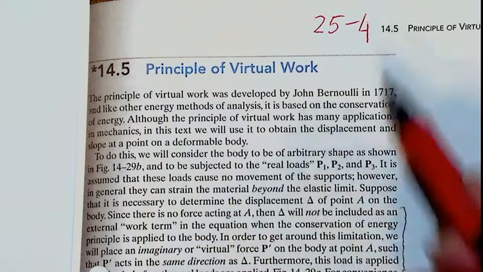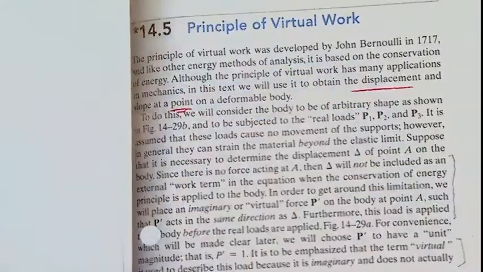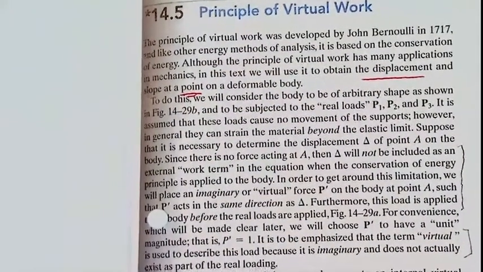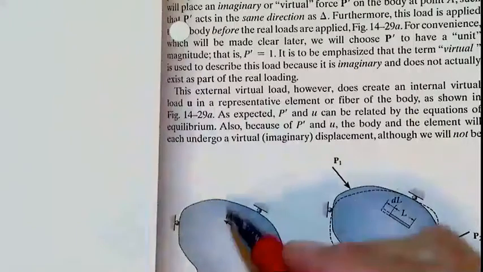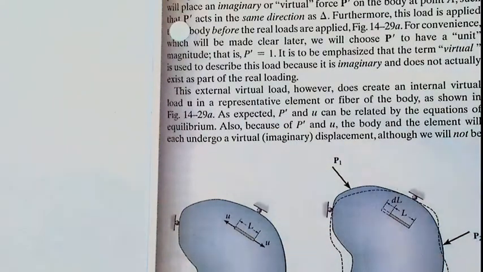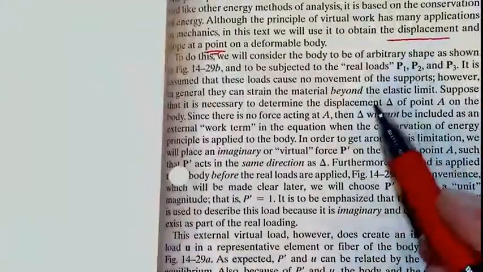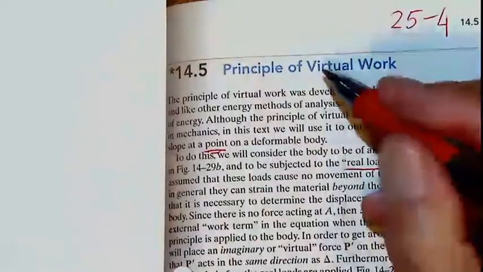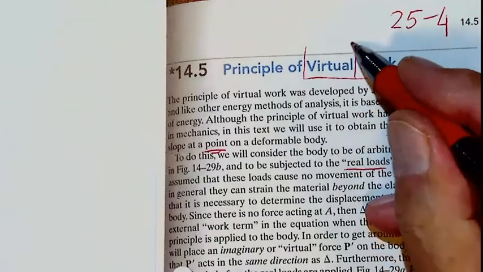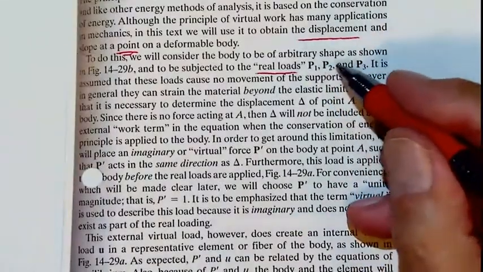Although the principle of virtual work has many applications in mechanics, in this text we will use it to obtain the displacement and the slope on a deformable body. To do this, we will consider a body of arbitrary shape. So for example, here there is this arbitrary shape, not just a truss or a beam, just any shape. And it is subjected to real loads. Look please, suddenly we are using this virtual work, so we will come to the meaning of this virtual work.